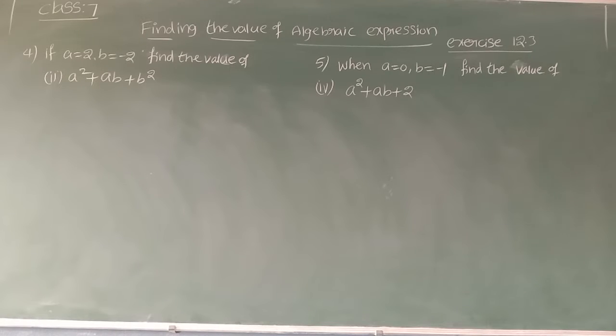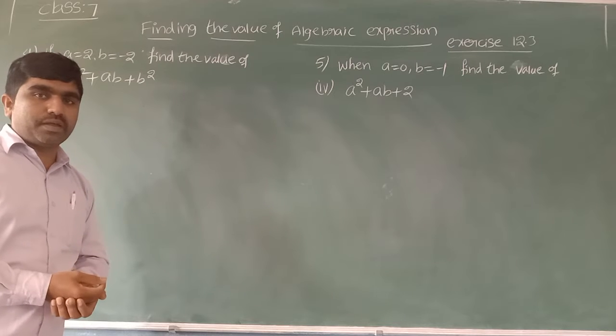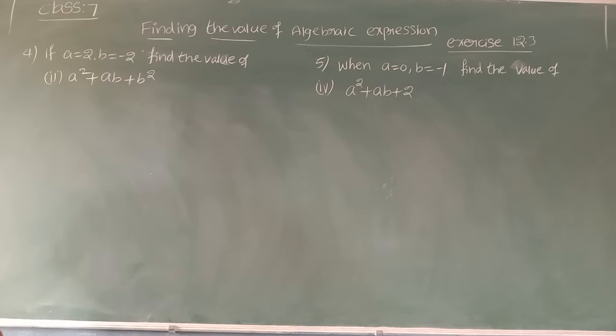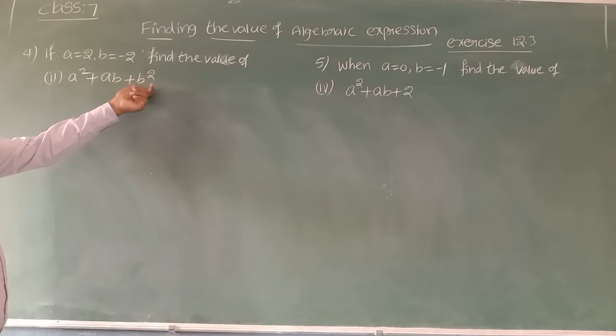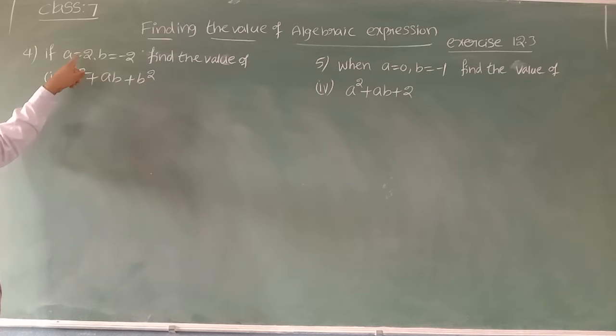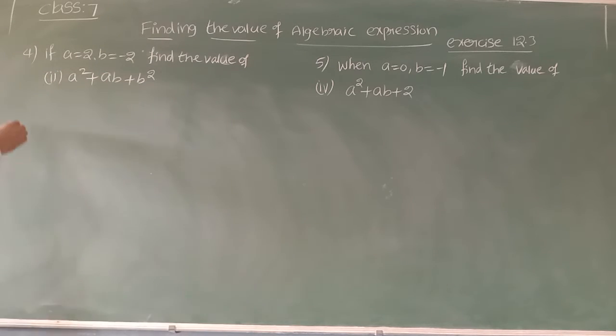Yes, children, you can see now here from exercise 12.3. We'll see some problems based on how to find the value of the algebraic expression at the given value. See here, if a is equal to b is equal to minus 2, find the value of a square plus ab plus b square. Substitute a is equal to b is equal to minus 2, then we find the value of this algebraic expression. You can see the solution right here.